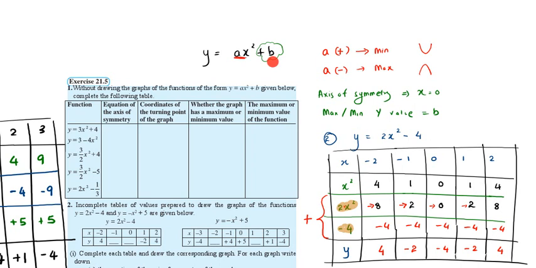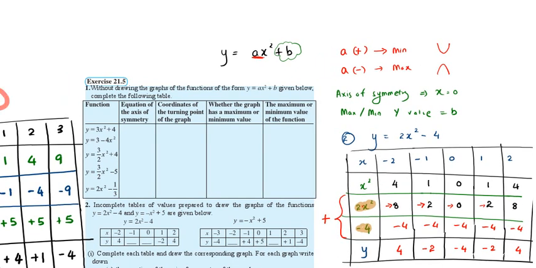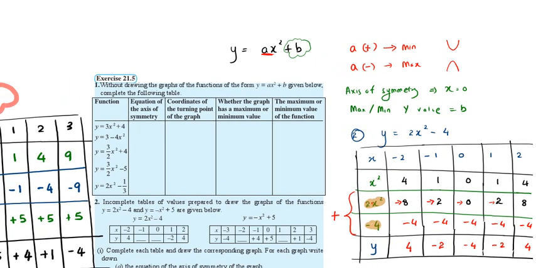Okay, so shall we try? The equation of the axis of symmetry in all these graphs is going to be x equals 0. There is no doubt about that, because all of them are in the ax square plus b format. We don't even have to draw. All the graphs are going to be like that.